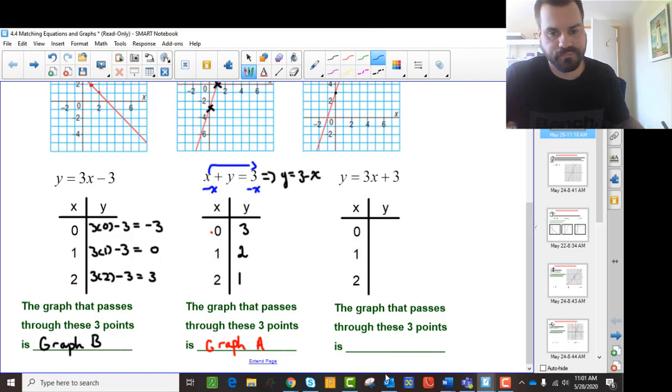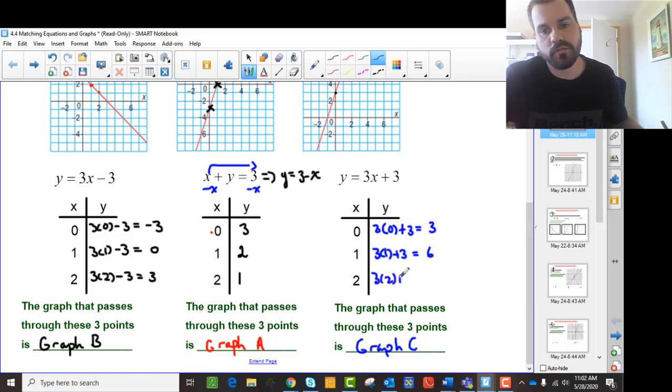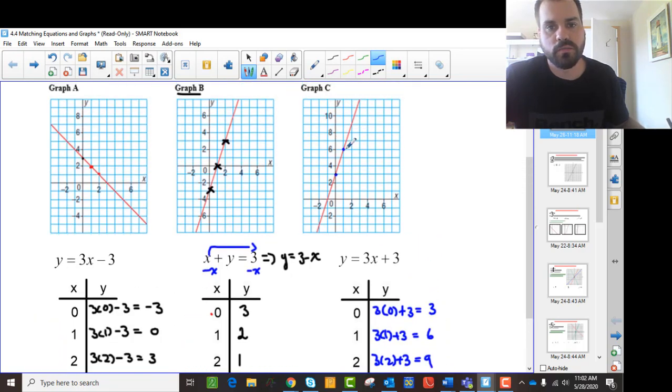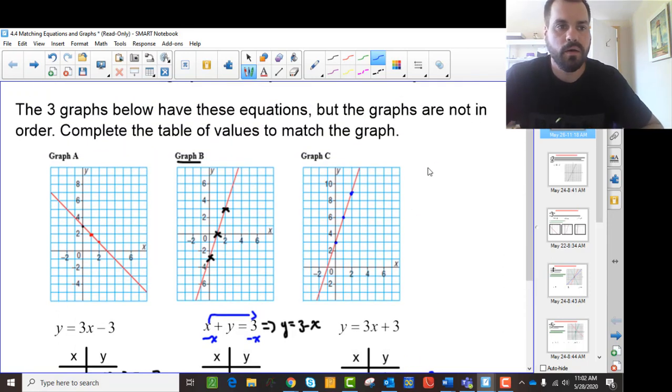But we should check to make sure that it actually matches. So 3 times 0 plus 3 is the first one, and that gives me 3. Then 3 times 1 plus 3 gives me 6. And then 3 times 2 plus 3 gives me 9. So I just have to check. This goes through 0 and 3. We already know that. At 1, it's supposed to go through 6, which it does. And then at 2, it should be going through 9, which it does. So it checks out.